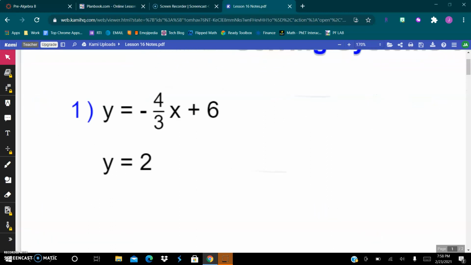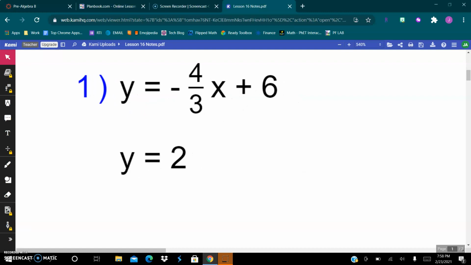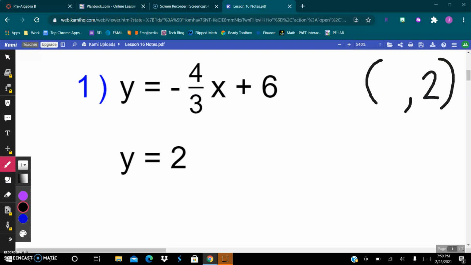So for number 1 here, it tells us that for the first equation, y equals -4/3 x plus 6. And then the second one says y equals 2. So this one is already half solved for us. Our y value is 2. So we can put that in the ordered pair. Now, since y is 2, I am going to substitute that in for the y variable.